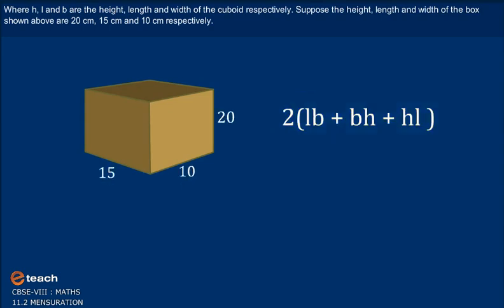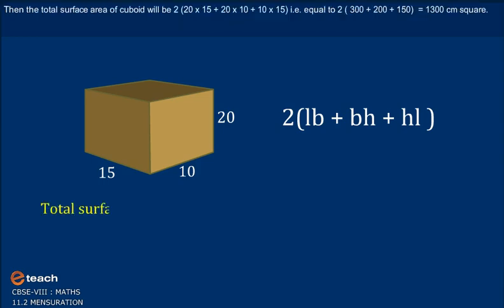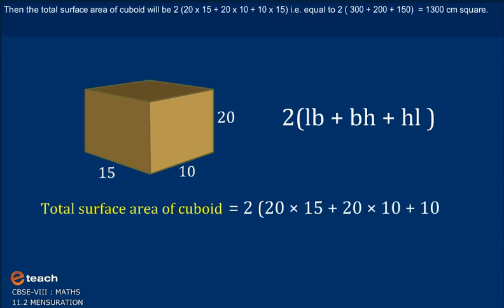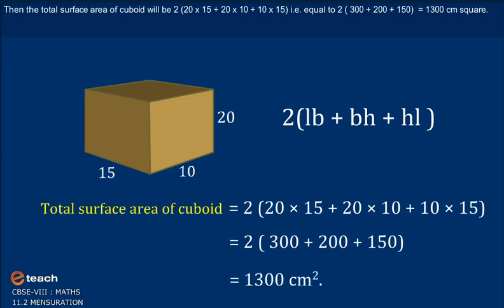Suppose the height, length and width of the box shown above are 20 cm, 15 cm and 10 cm respectively. Then the total surface area of the cuboid will be 2 into (20 into 15 plus 20 into 10 plus 10 into 15). That is equal to 2 into (300 plus 200 plus 150), which comes to 1300 centimeters square.